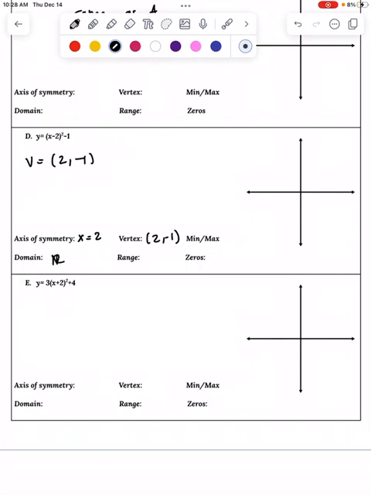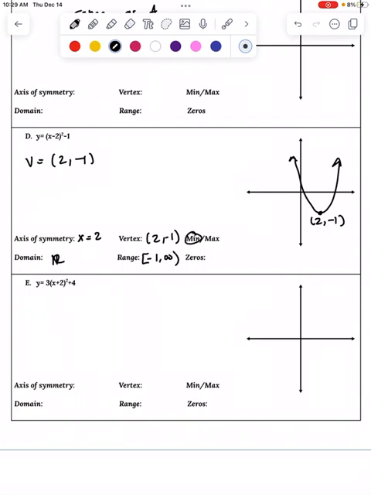Domain all real numbers. You can also graph this. So I'm gonna graph it so I don't have to find my zeros to have a rough sketch yet. So I have x minus 2 squared minus 1. Okay, rough sketch. 2, -1. So my range, lowest, -1 to infinity. And it is a min.